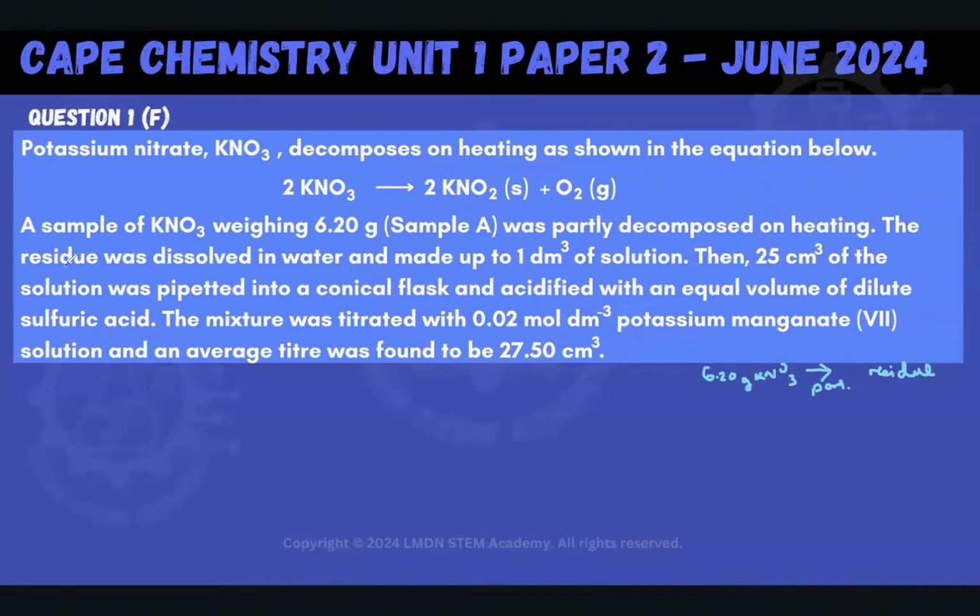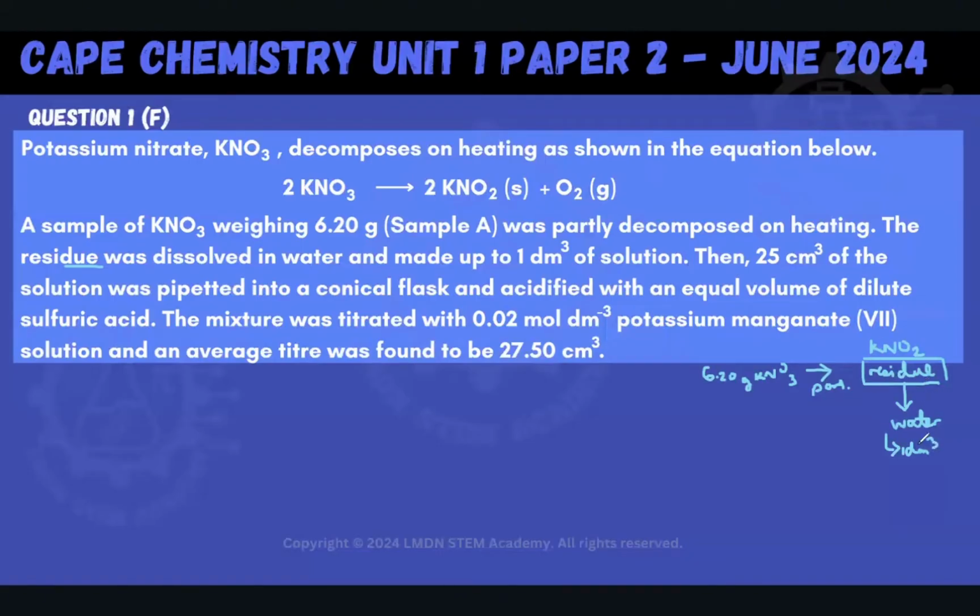That residue is then taken and dissolved in water, and that's made up to 1 dm cube of solution total. So you take your residue and put it in water, make that up to 1 dm cube. So the idea here is that this residue is this solid here, that's KNO2, so we can make that leap at this point. We'll put that in water, make it up to 1 decimeter cube.